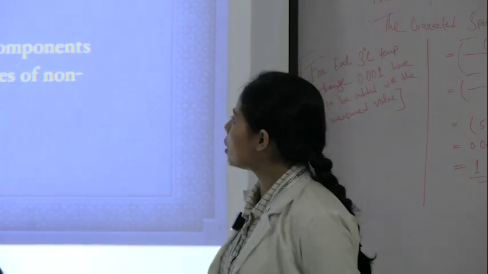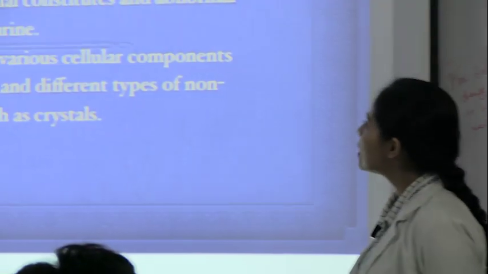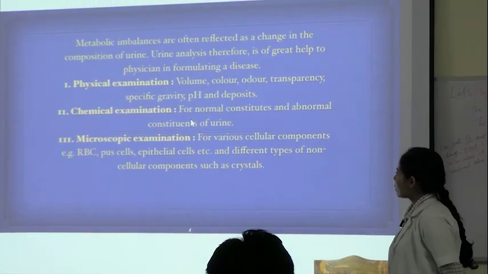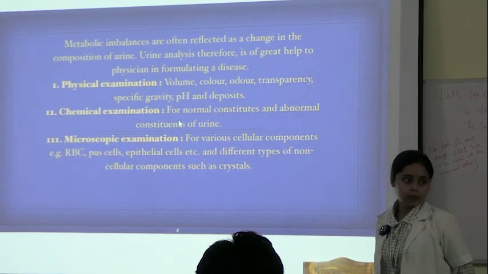So in physical examination, we check for the volume, color, odor, transparency, specific gravity, pH and deposits. In chemical examination, the one that you did, the Benedict test, that is the chemical examination of urine.